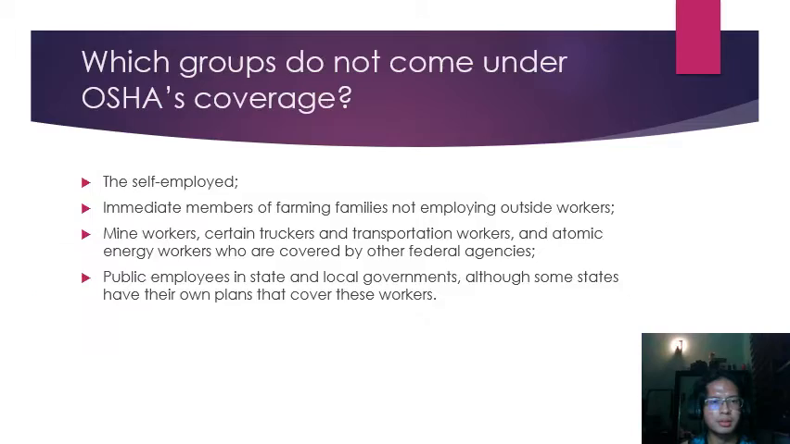Next, which groups do not come under OSHA's coverage? OSHA did not cover all types of workers, such as the self-employed, immediate members of farming families not employing outside workers, mine workers, certain truckers and transportation workers, and atomic energy workers who are covered by other federal agencies. Public employees in state and local government are also not under OSHA's coverage, although some states have their own plans that cover these workers.